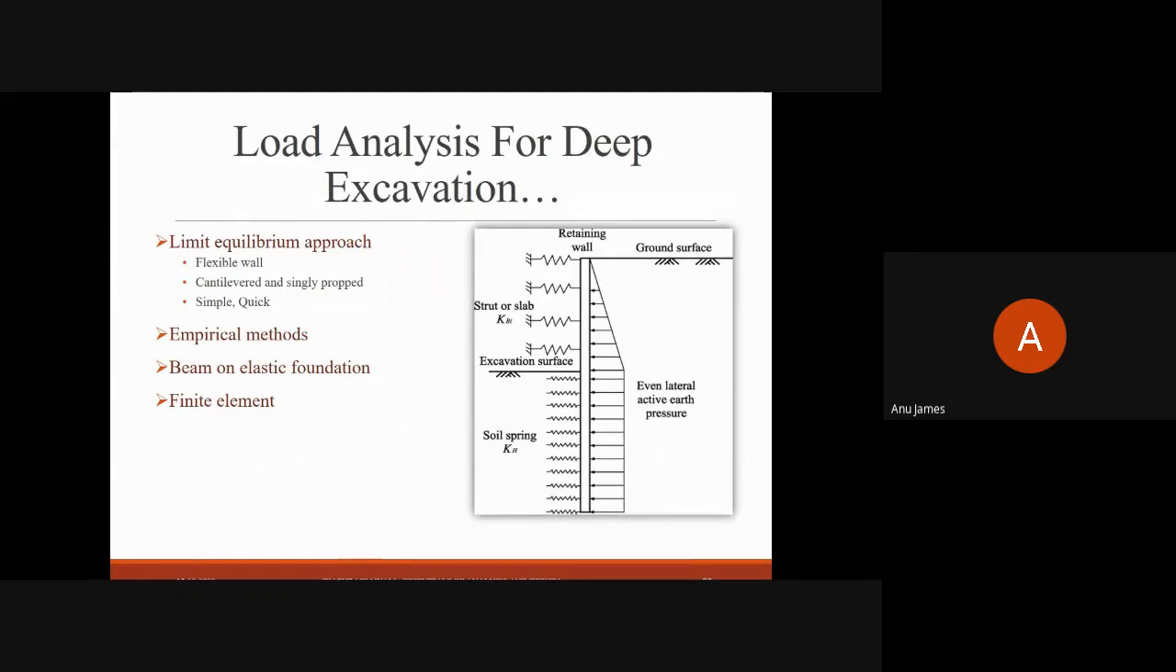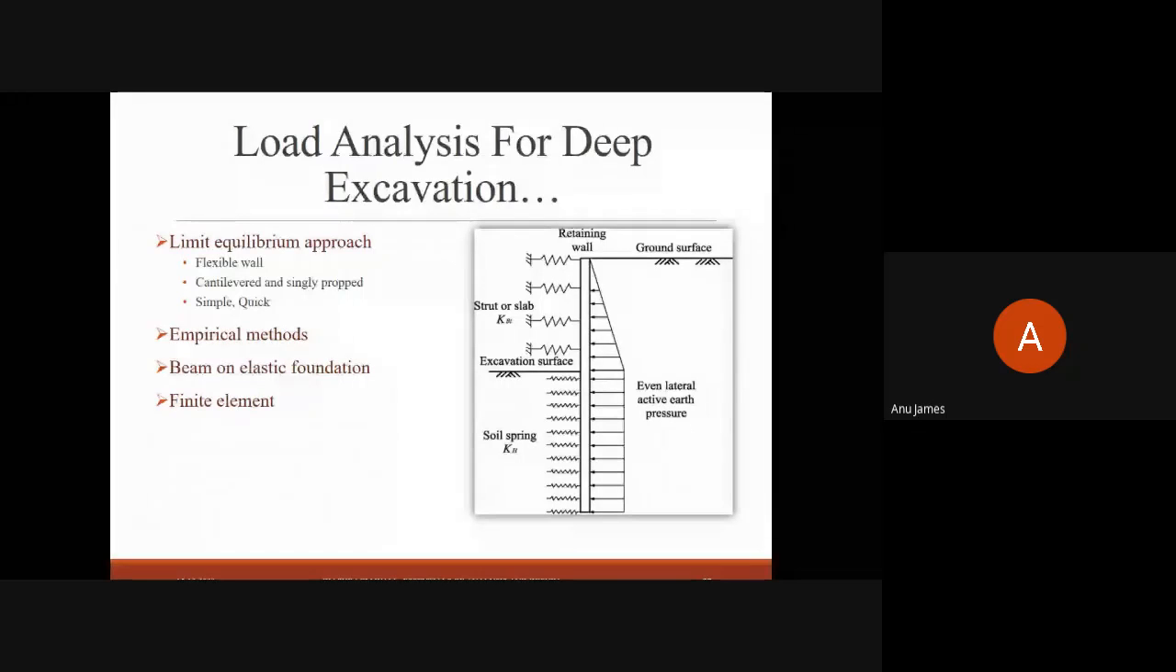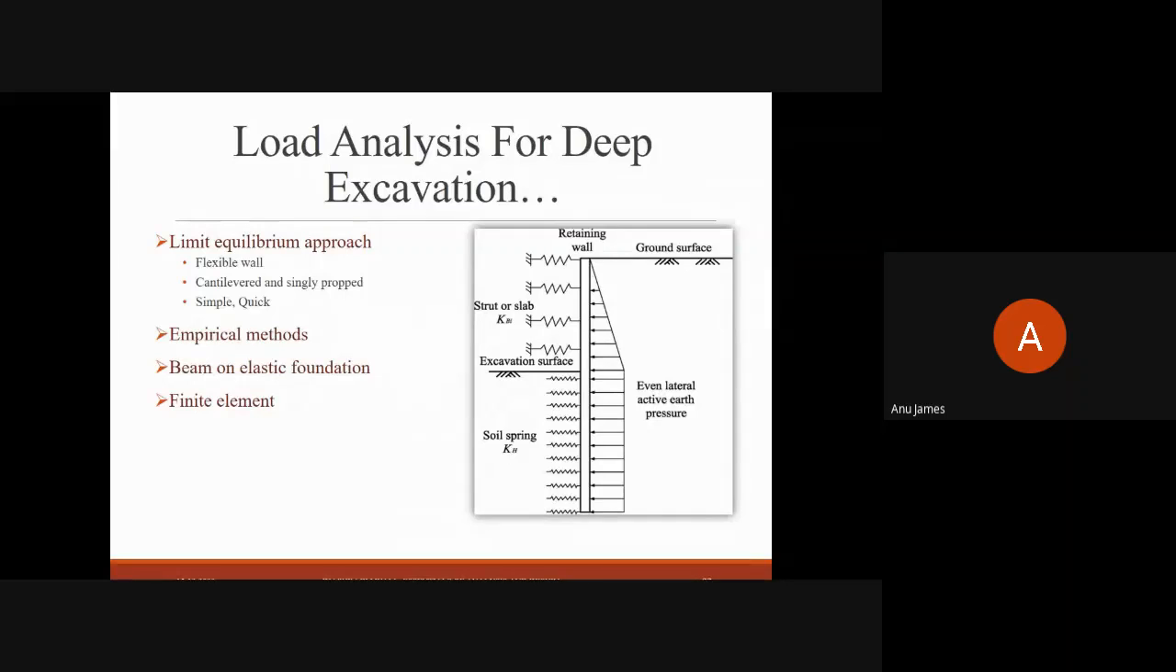The next popular method is the subgrade reaction modulus method, which is based on the concept of a beam on elastic foundation. In this method, the retaining soil and also the lateral supports are modeled as springs with equivalent stiffness. For this method to give reliable results, the input of the subgrade modulus must be precise.